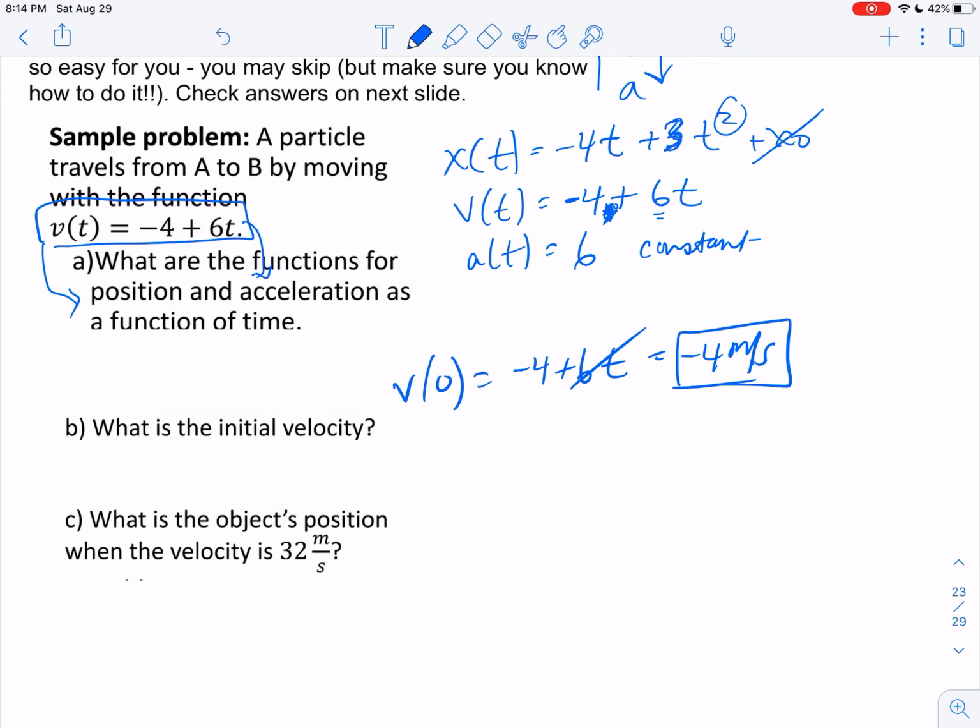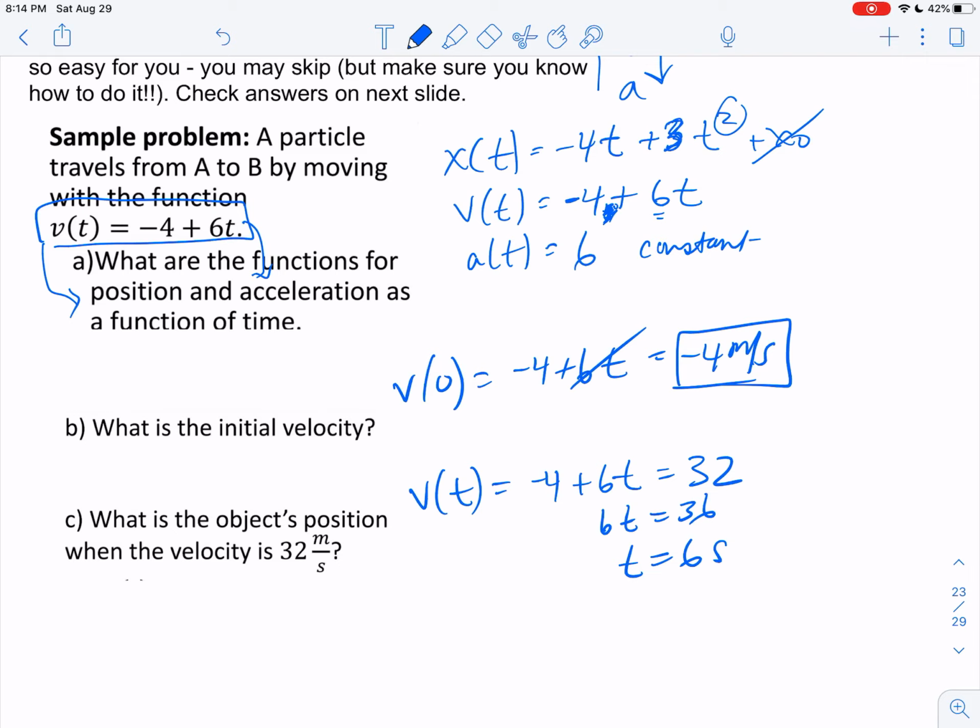And then what is the object's position when the velocity is 32 meters per second? So this one's a touch trickier because we don't really know the time. So the first thing you have to do is find the time. At what time, negative 4 plus 6t, is the velocity going to be 32? Move the 4 over, 6t is 36. So the time is going to be 6 seconds where this happens.